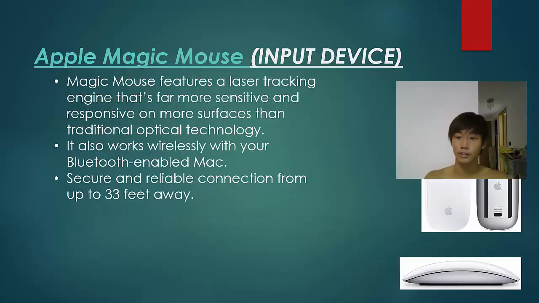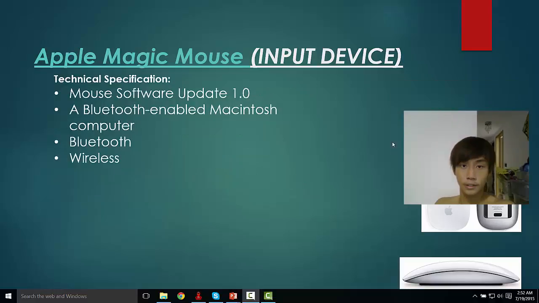Okay, furthermore, the feature of this mouse is that it uses a laser tracking engine that is very sensitive and very responsive to the surface, compared to the traditional optical technology of a normal mouse, which has a cable. It also supports wireless using Bluetooth, so the maximum range you can go is up to 33 feet.